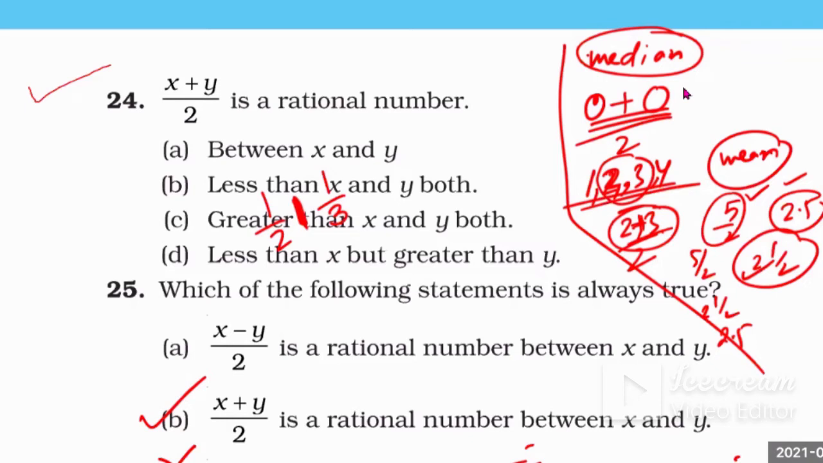Sir, there are infinite rational numbers between any two rational numbers. I am saying that infinite. There are infinite rational numbers, but there is only one number which is in the middle of these two rational numbers.